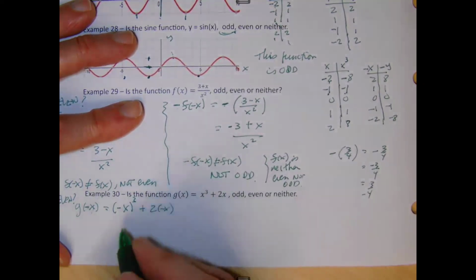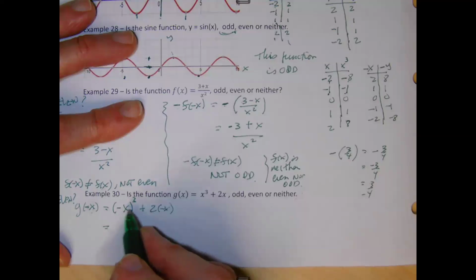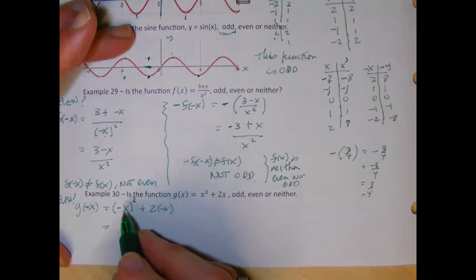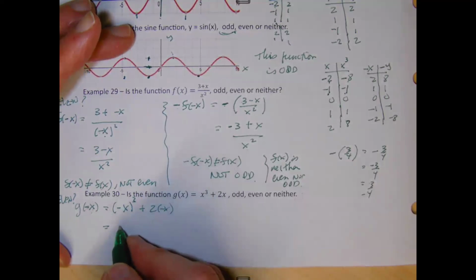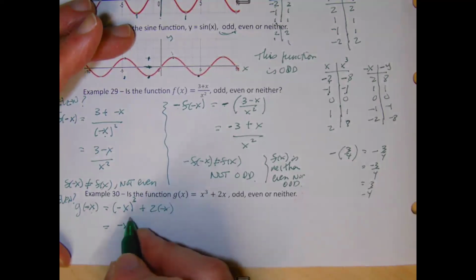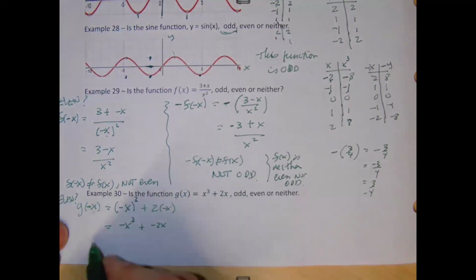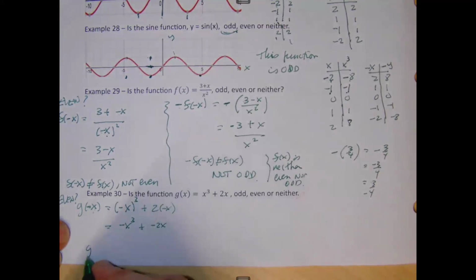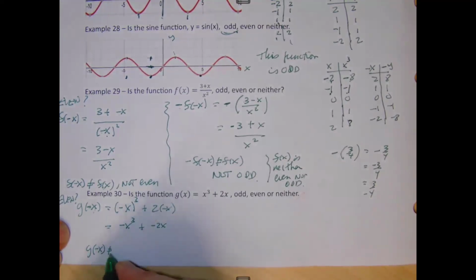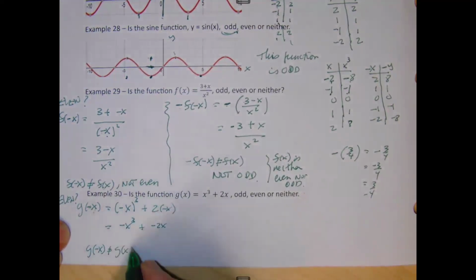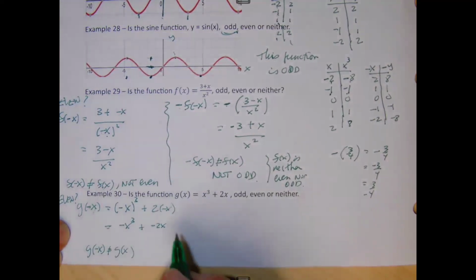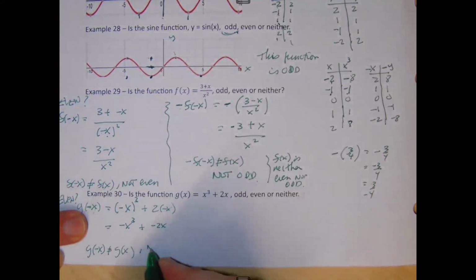And what do I get out of here? Okay, again, like before, negative x times negative x times negative x is negative x cubed. And here I'm going to get negative 2x. Okay. And I clearly see that looking back over here now, g of negative x does not equal g of x. Great. So the conclusion is not even.